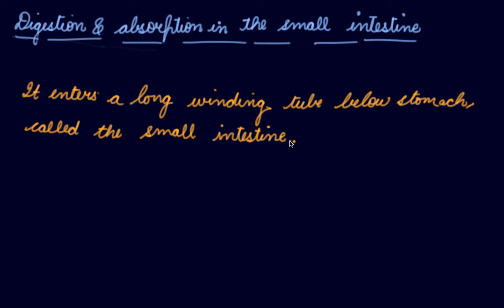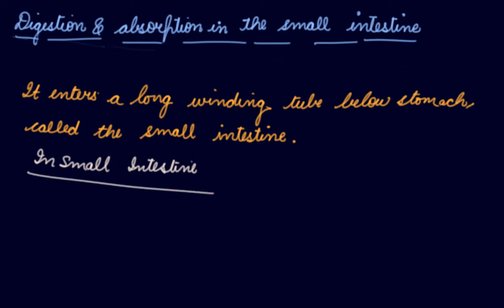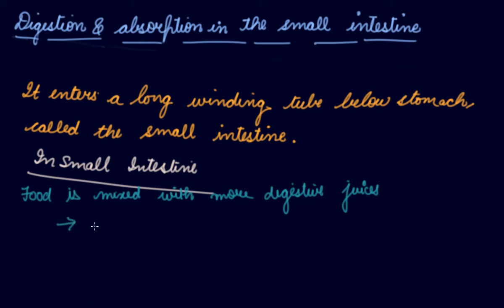It is the last step of digestion that takes place in the small intestine. The muscles in the small intestine mix food with more digestive juices. Now some juice is secreted by the cells of the small intestine.